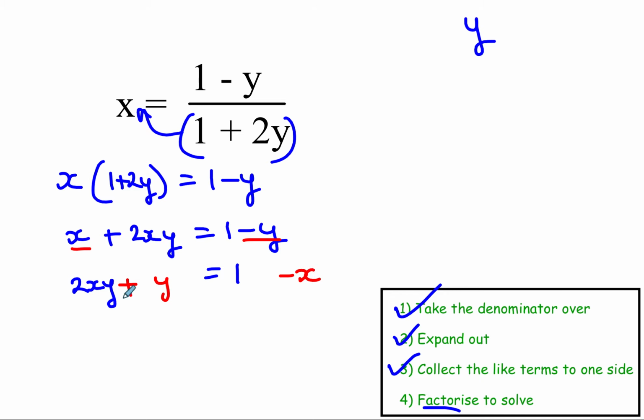Fourth step is to factorize. So I know y is a common factor over here.